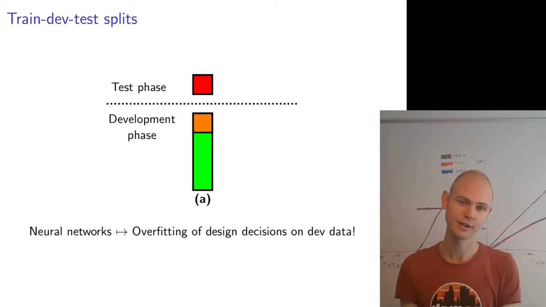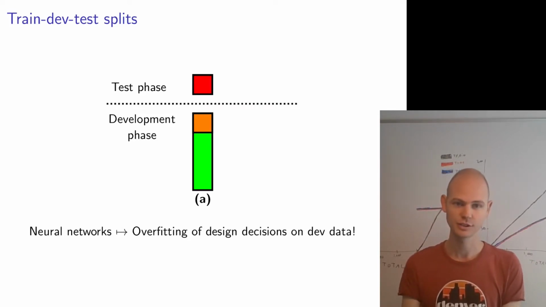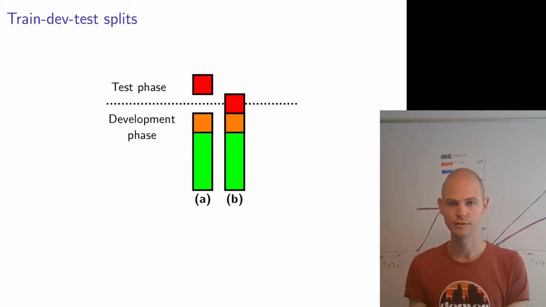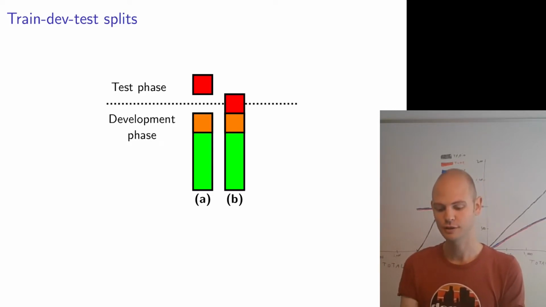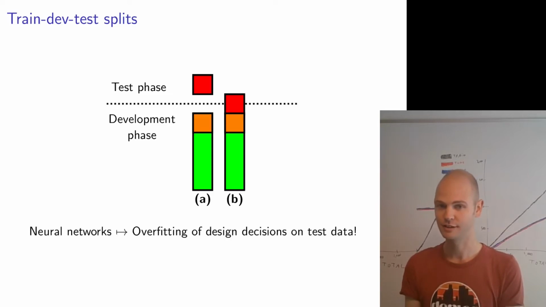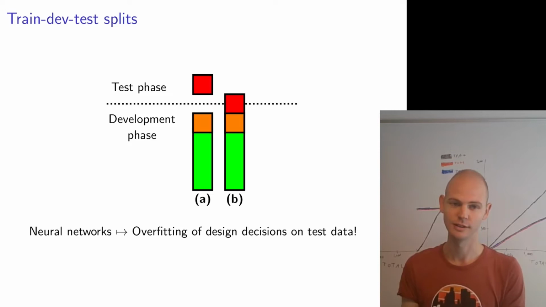So people have started to notice this, and as a result they started to compare multiple versions of their model on the test data. So in practice they integrated the test data into the development phase, which is of course undesirable, because now we are overfitting our design decisions on the test data and we get an overly optimistic result on the test data.